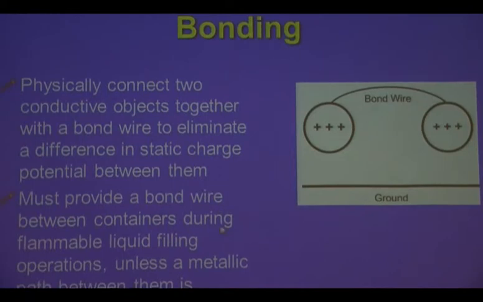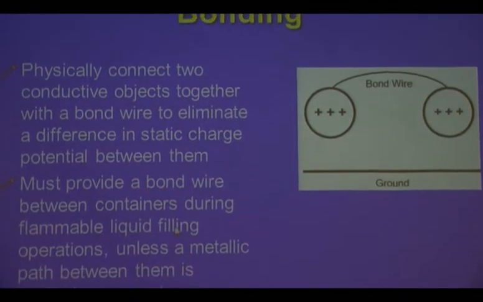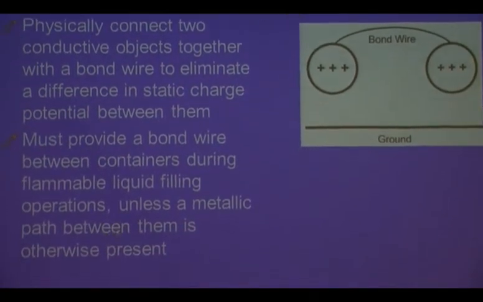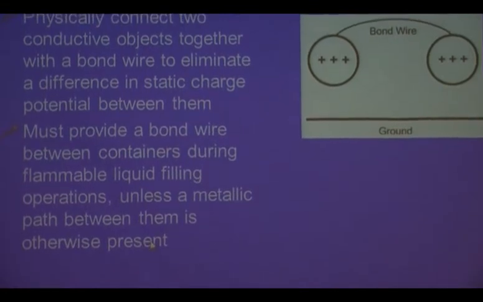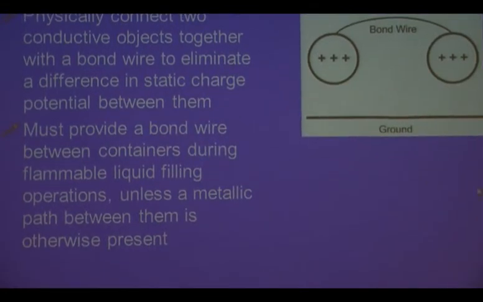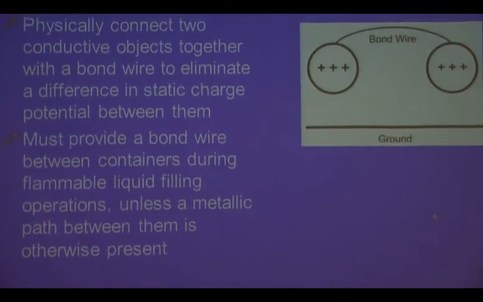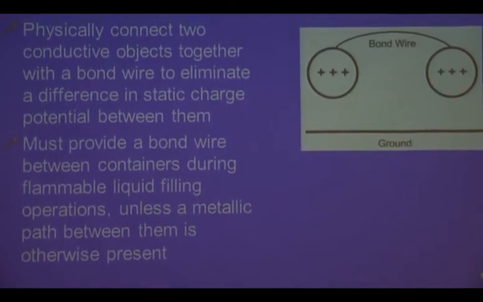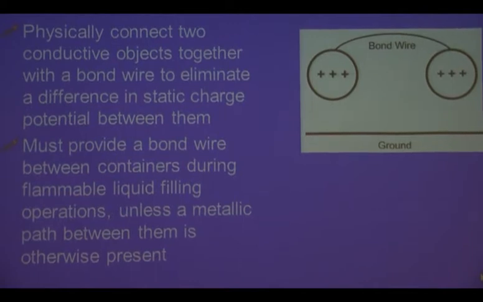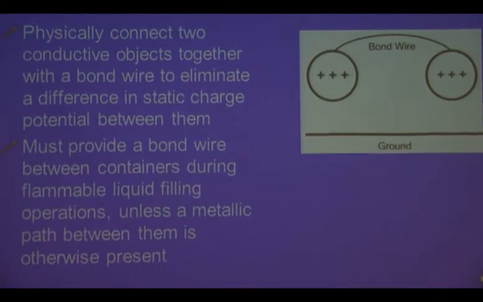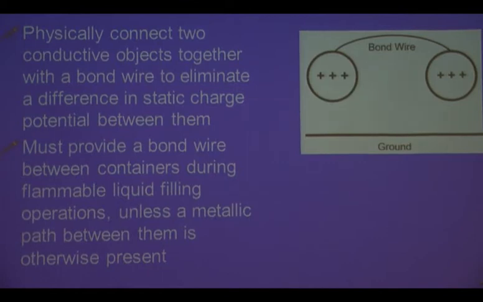You must provide a bond wire between containers during flammable liquid filling operations unless a metallic path between them is otherwise present. So, if you have some kind of metal cross connect between them where they form one tank, and you actually have metal screwed into one and screwed into the other, they're bonded through that metal pipe. PVC does not bond things. Metal does.